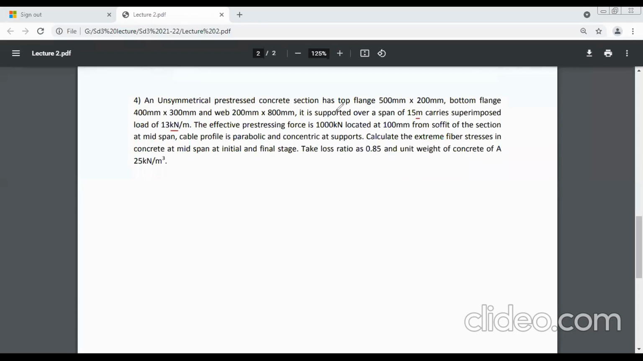An unsymmetrical prestressed concrete beam has a top flange of 500 by 200 mm and a bottom flange of 400 by 300 mm. The web size is given as 200 by 800 mm. It is supported over a span of 15 meters. First of all, draw the cross section of the beam.